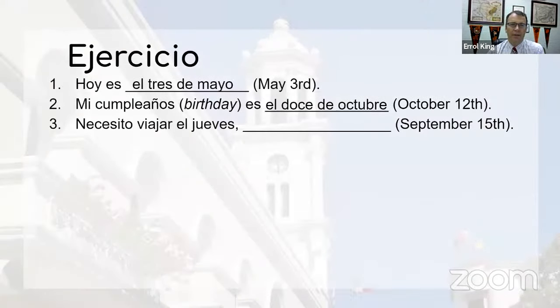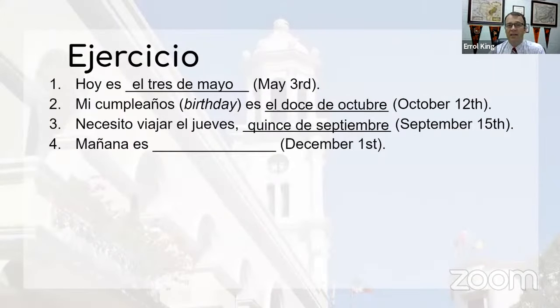Third one. Necesito viajar el jueves, September 15th. Now keep in mind, we put the day of the week before it. So think, okay, what was the rule if we put the day of the week before it? Necesito viajar el jueves 15 de septiembre. Now note we left off the article because we put the day of the week before it.